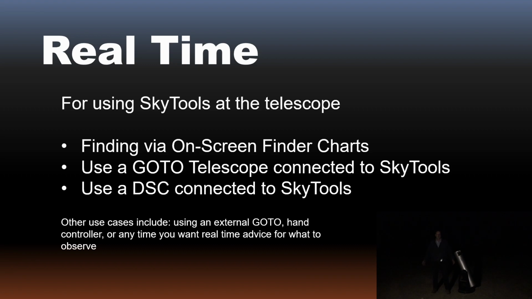This tool can directly control a GOTO Telescope or a scope connected via digital setting circles. But it's important to remember that you don't need to use either of these. You can think of the real-time tool as an assistant, there to help you decide what to look at right now. Ultimately, this tool is meant for use at the telescope, regardless of how you observe.